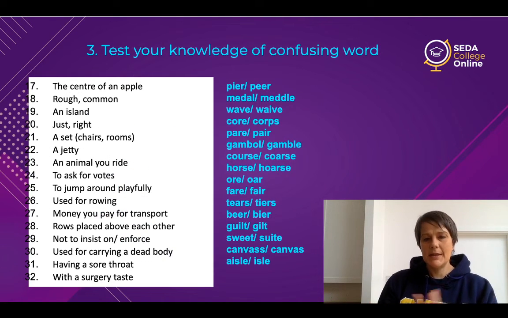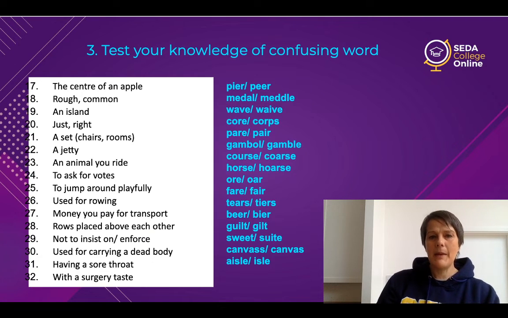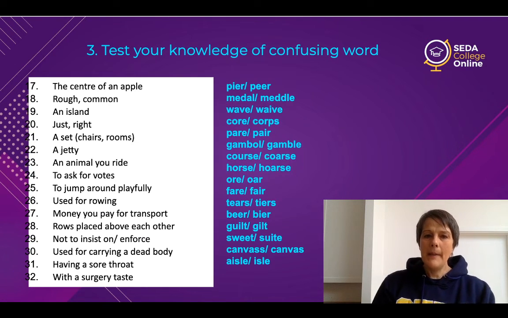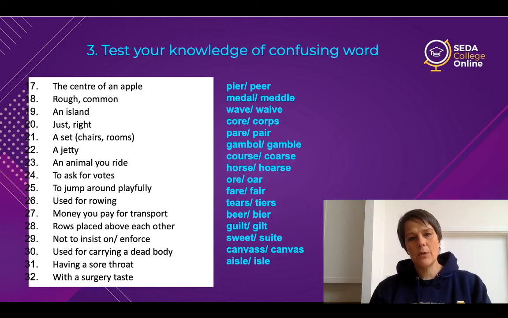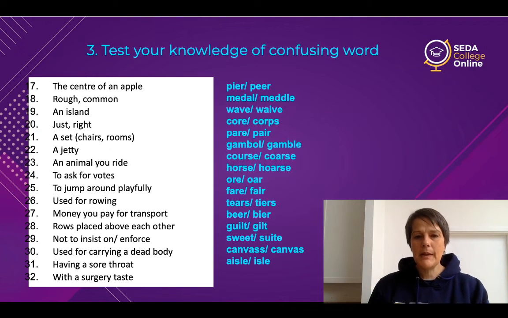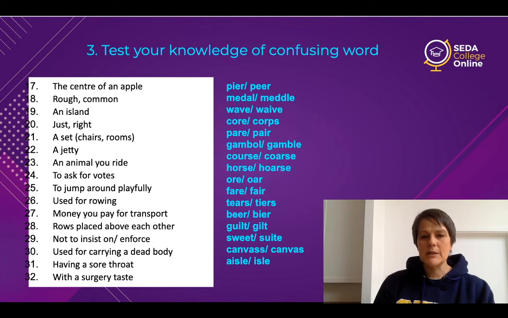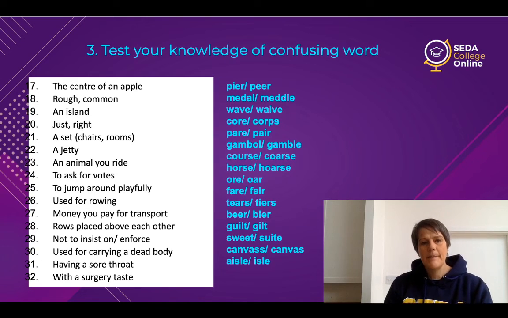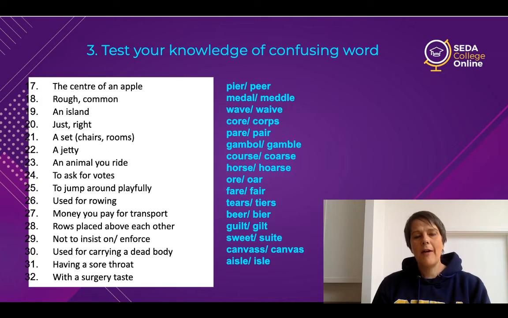So here's some more. So they're the same words. Peer and peer, medal and medal, wave and wave, core and core, pair and pair, gamble and gamble, course and course, horse and horse, oar and oar, fair and fair, tears and tears, beer and beer, guilt and guilt, sweets and sweet, sweet and sweet, canvas and canvas, and aisle and aisle. Exactly the same pronunciation. So the centre of an apple, what's that? If someone is rough and common as an adjective, an island, that one's pretty easy, and just or right, correct.